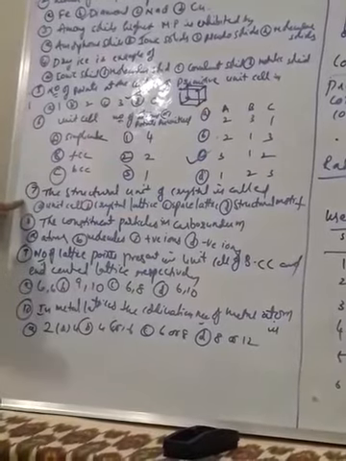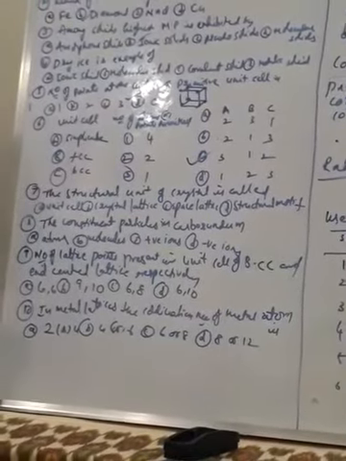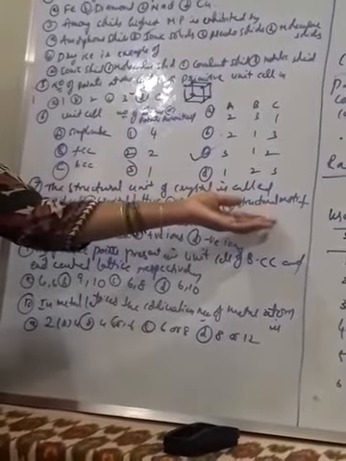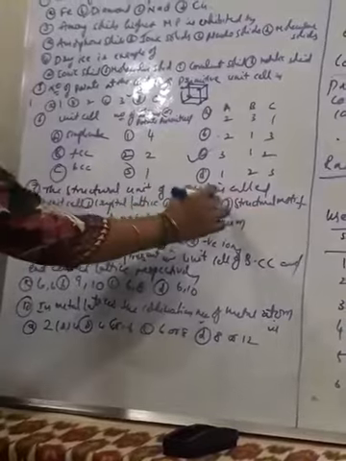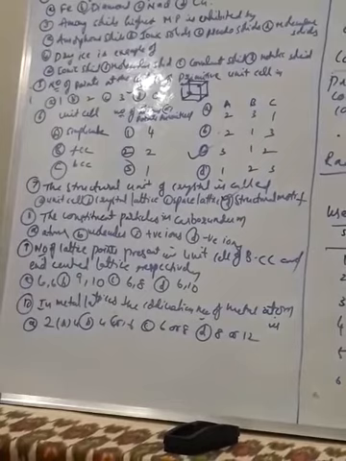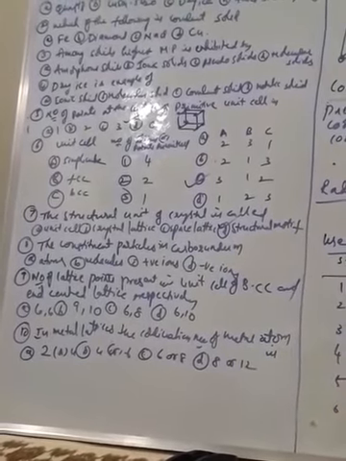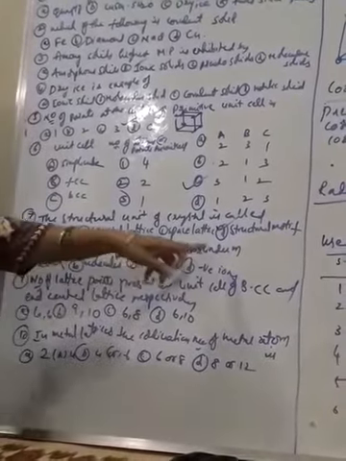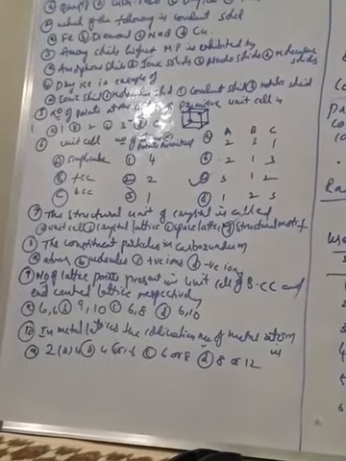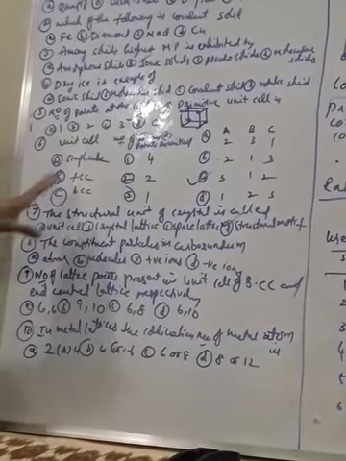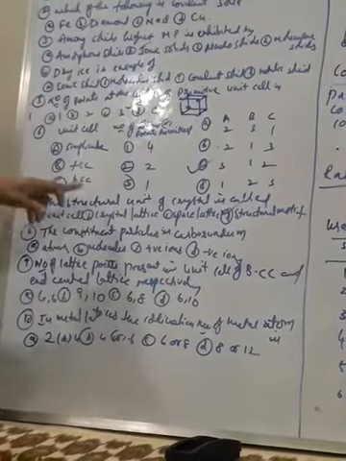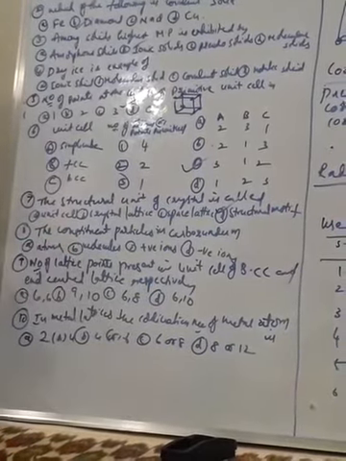Next, the structural unit of a crystal is called, I just told you. The structural unit of a crystal is nothing but the structural motif or structural basis. Then, constituent particles in carborundum. Carborundum is a covalent solid. A covalent solid contains atoms as constituent particles. So atoms are the constituent particles present in carborundum.